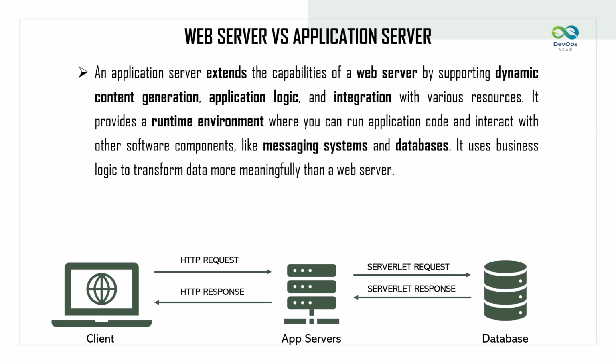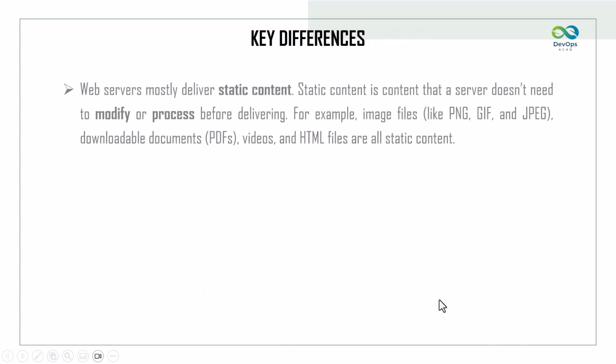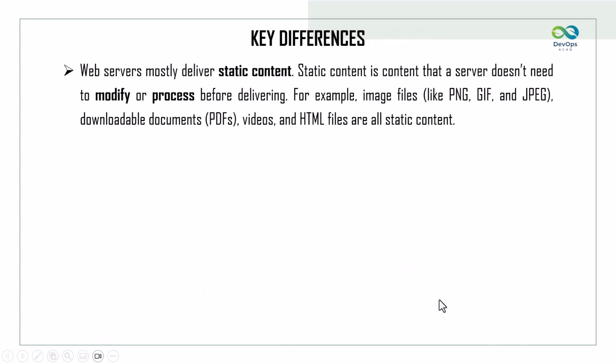One of the differences here is that the web server mostly delivers static content. So when we talk about static content, what do we mean? Static content is content that a server does not need to modify, which means if you have your index.html stored on your web server, by the time somebody is requesting that page, your server does not have to do any kind of modification. It just serves the content as is. That is what static content is.